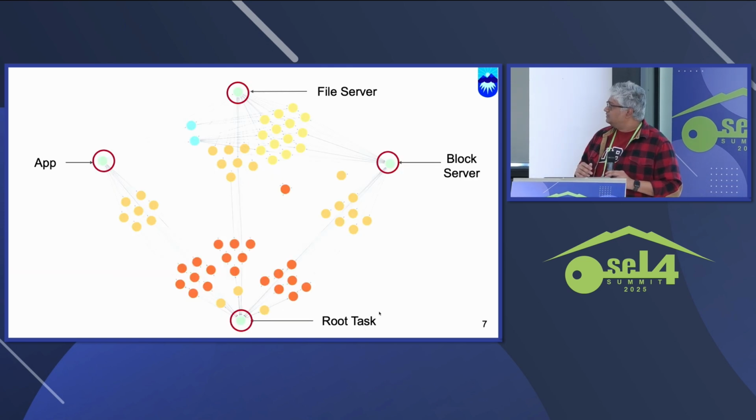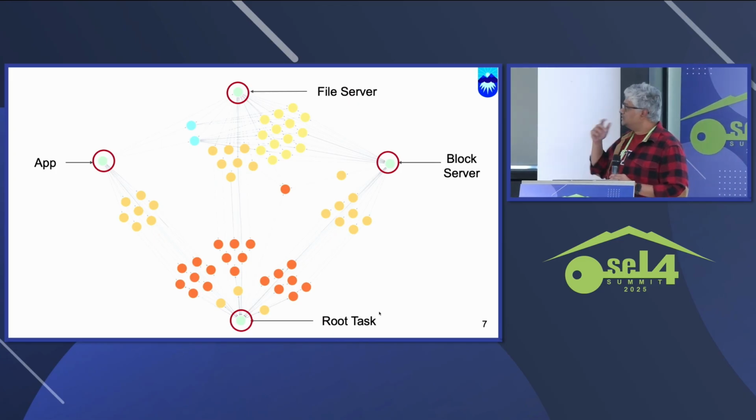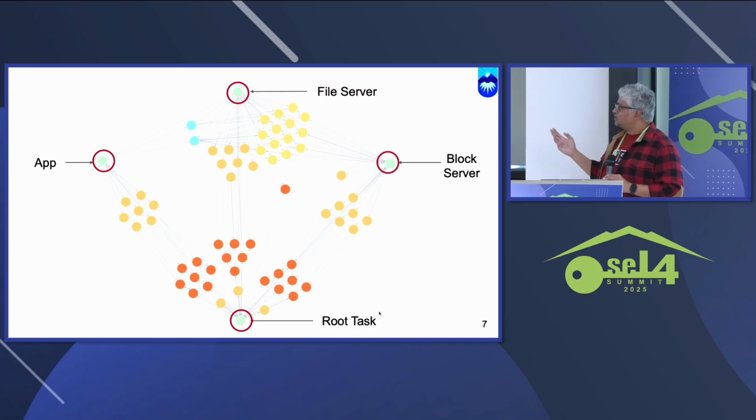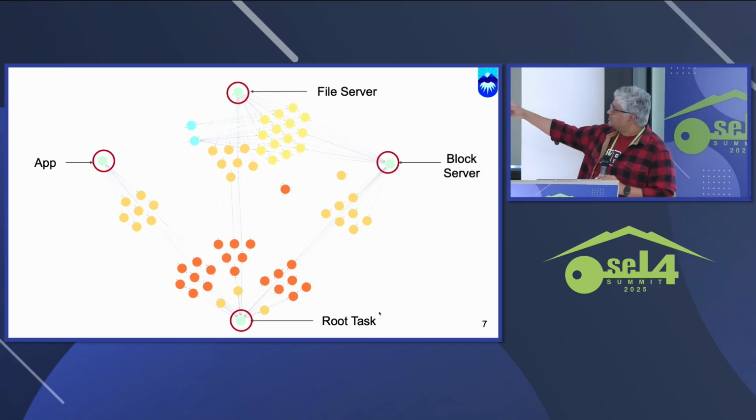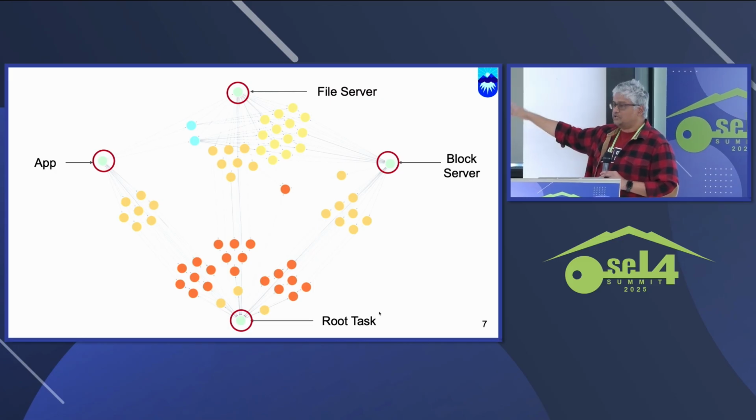So this is what a real graph would look like. This is a visualization in Neo4j. It has 4 protection domains running, an application talking to a file system, which is backed by a block server, and there's a root task which orchestrated all of this.